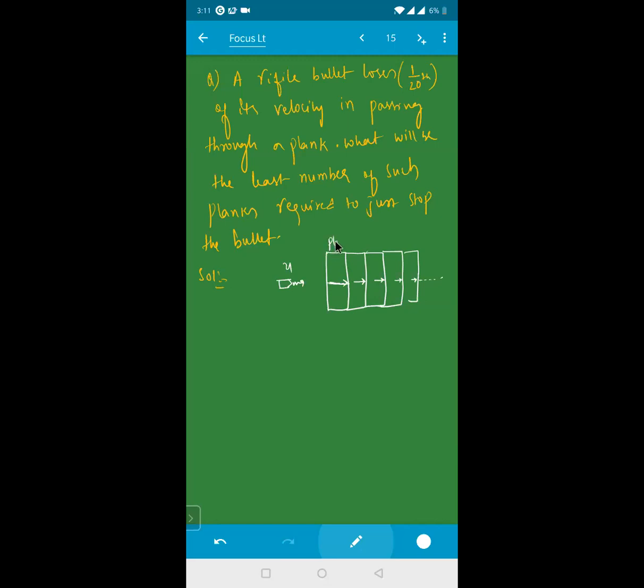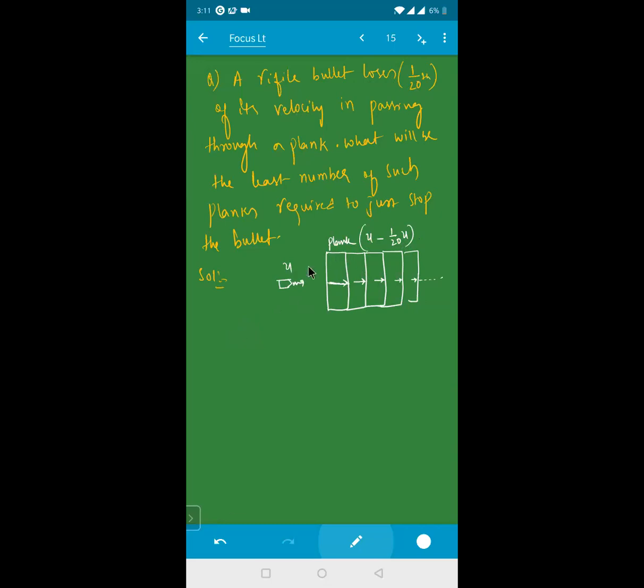This is your plank, like a cardboard-type structure basically. Now a rifle bullet loses 1/20th of its velocity in passing through the plank. That means after passing through this plank, how much velocity is lost? 1/20 times of u. So the initial velocity is u, and I need to remove 1/20 times of u.